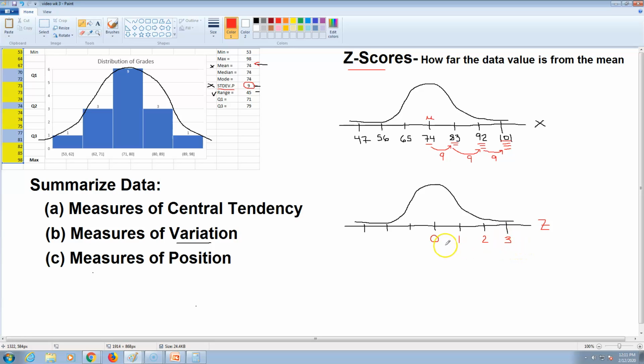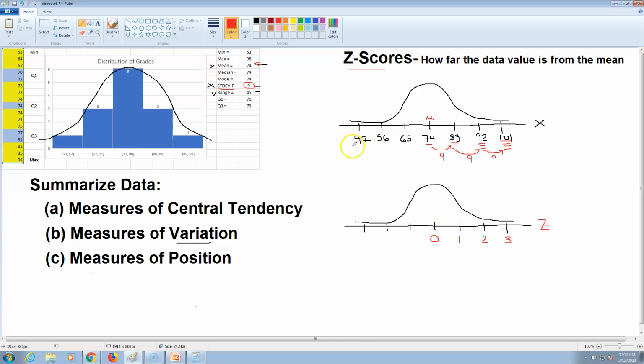Okay, so let's recap. How did I get this 0? I asked myself, how many 9s did I use to get to 74 from 74? Or put it this way, how far is 74 from itself? 0. How did I get the 1? Because 83 is one 9 away, 1 standard deviation from 74. How did I get the 92? Two 9s, 2 standard deviations from 74. 101, three 9s from 74, the middle.